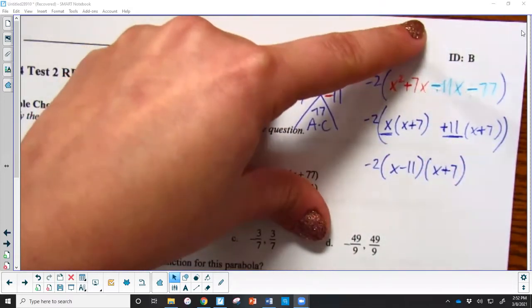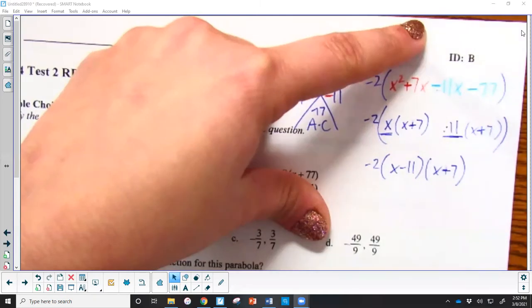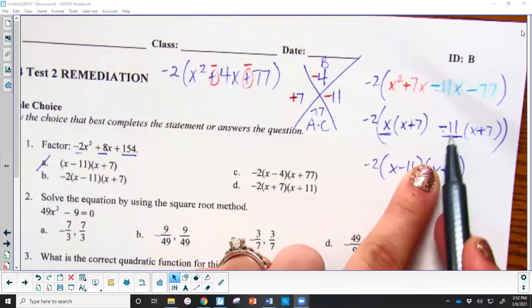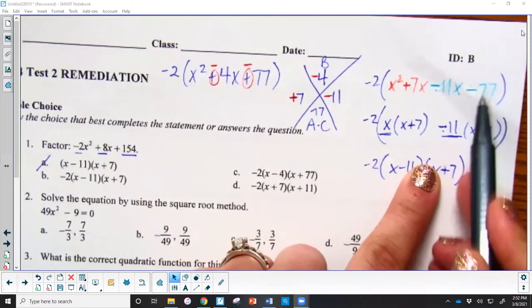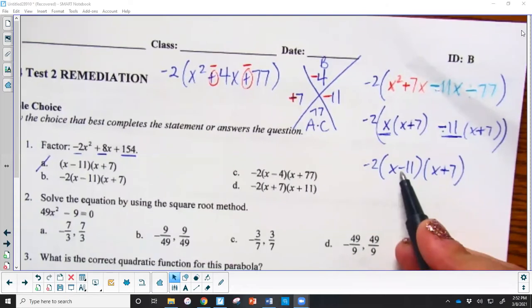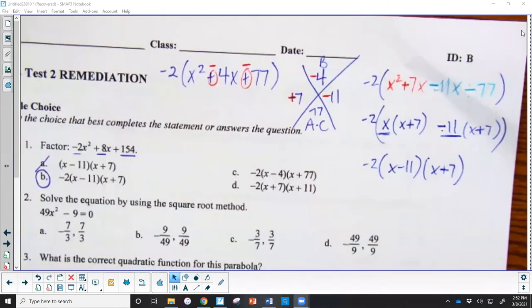Oh no, that's going to have to be negative 11 in order for this to work. So negative 11 times x is negative 11x. Negative 11 times 7 is negative 77. So I still should have x minus 11 and x plus 7. So that is why B is the answer choice there.